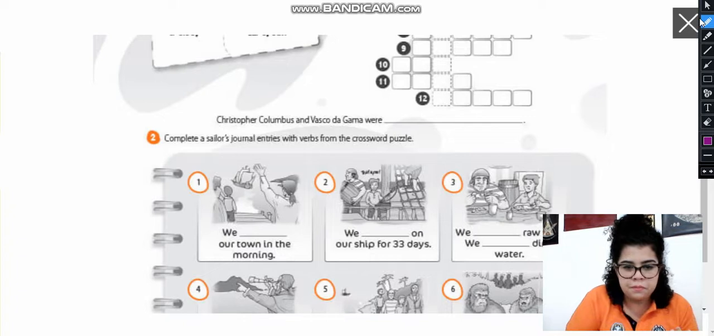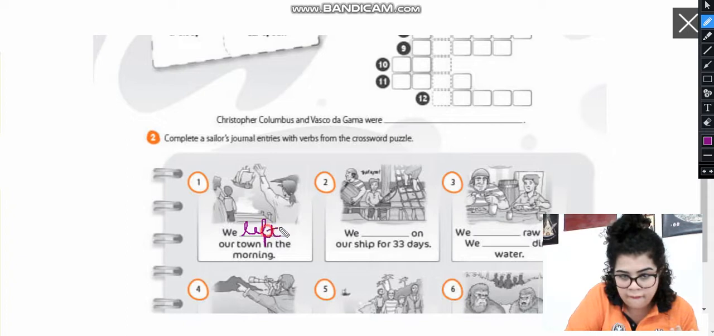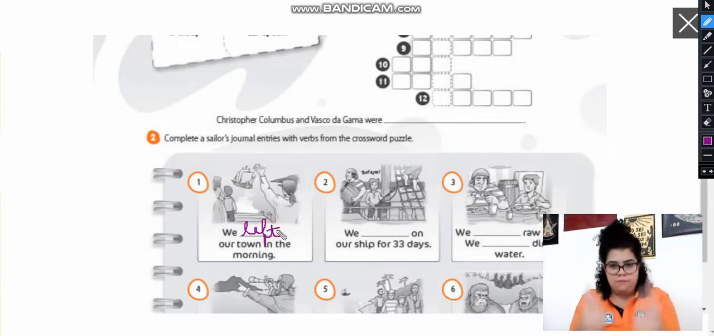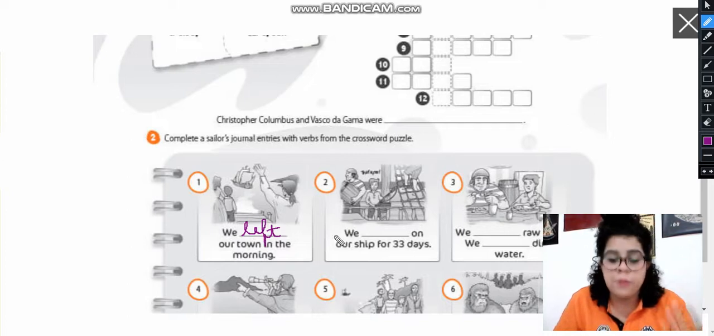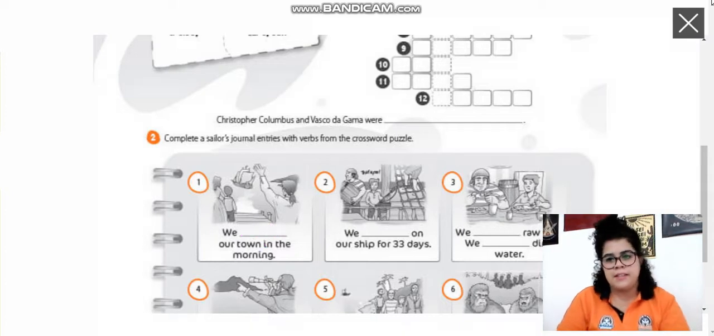We left our town in the morning, right? Same thing to the other ones. You're going to take a look at the picture. You are going to see which verb fits better here, and then use it in the simple past, right? Let's go to page 66.